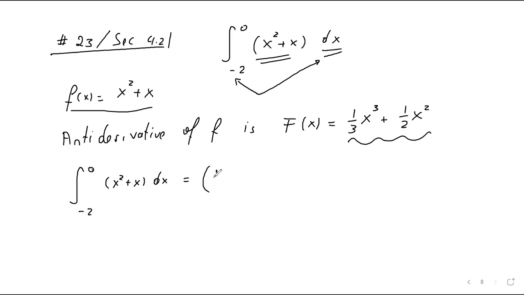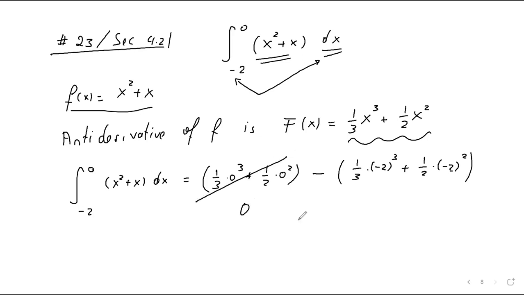Now, when I put 0 in here, I get 1/3 times 0 cubed plus 1/2 times 0 squared. And then minus 1/3 times -2 cubed plus 1/2 times -2 squared. So this is 0 minus, and then over here, 1/3 times negative 2 cubed is negative 8/3. And then 1/2 times negative 2 squared will be 4/2, so plus 2.